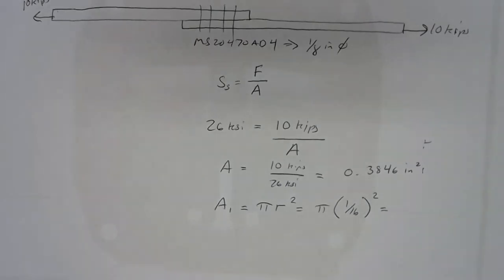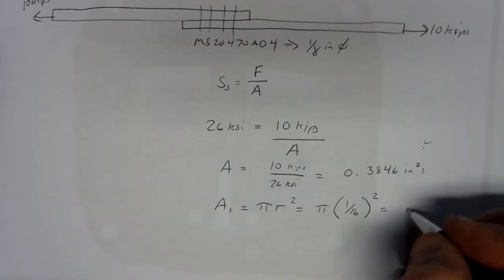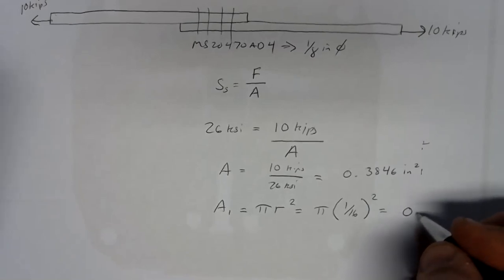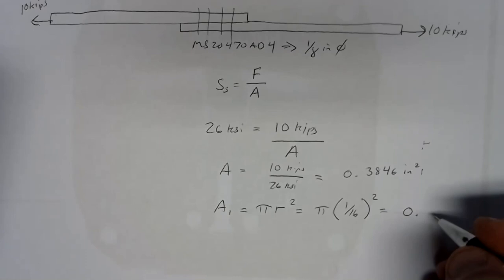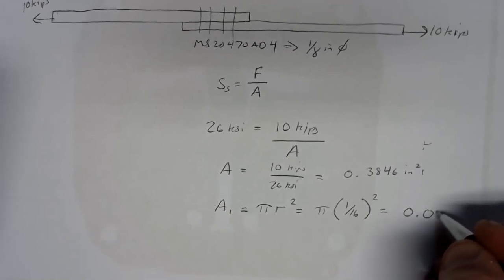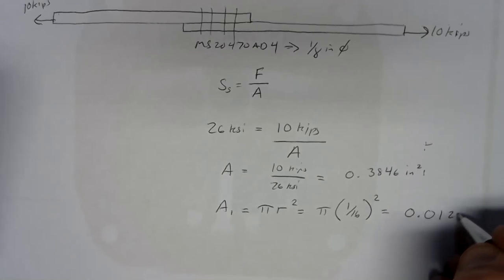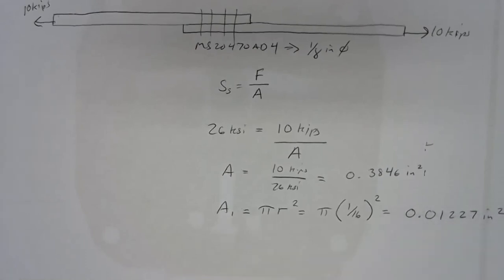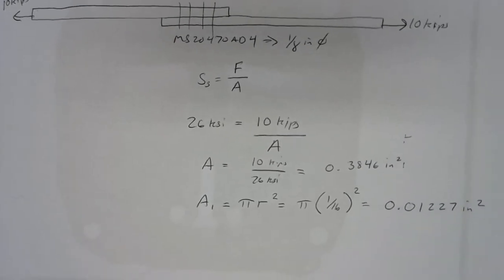So if we take 1/16 and square it and multiply it by pi, each rivet, and you've all seen 1/8 inch diameter rivets, they're pretty tiny, roughly a number 30 drill bit, an 1/8 inch drill bit to drill for those, comes out to 0.01227 square inches. So pretty small amount of area there for each rivet.